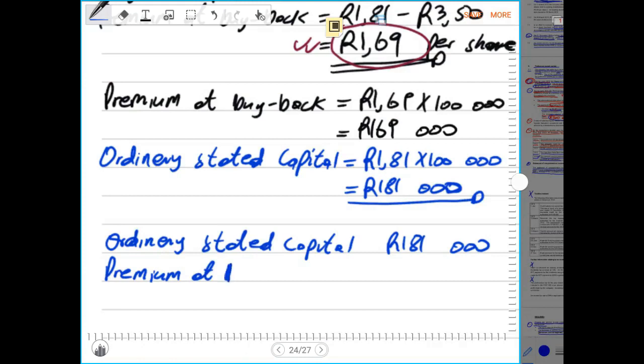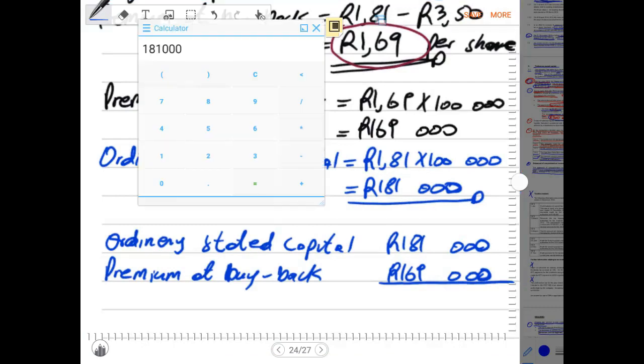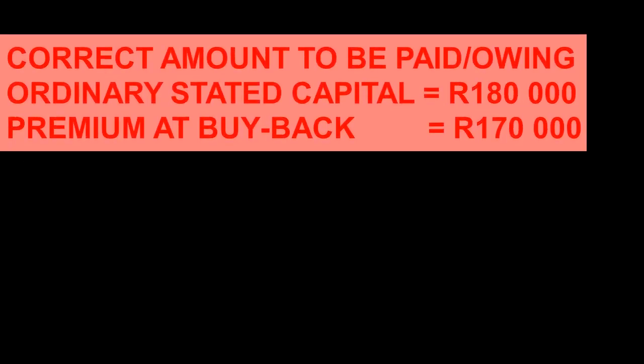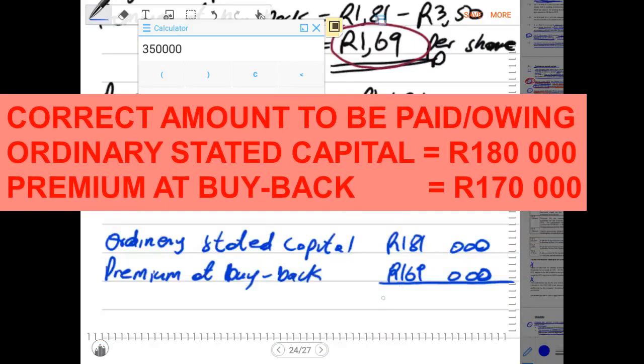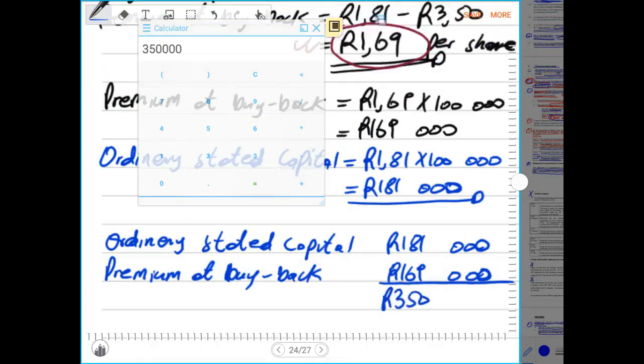Premium at buyback, not redemption. It's the same meaning, guys. Premium at buyback. And the premium at buyback is 169,000. So now, in simple terms, it means this company will have to pay a total of 350,000 rands. This will pay a total of 181 plus 169,000 rands. Therefore, now the company will have to pay 350,000 rands back to the preference shareholder, so to the ordinary shareholder.